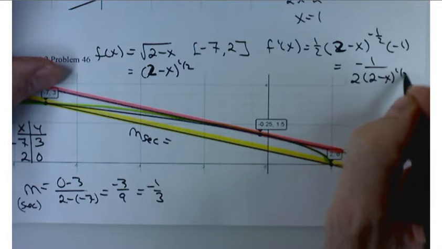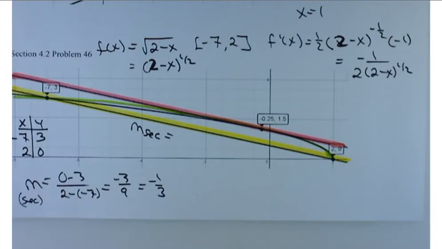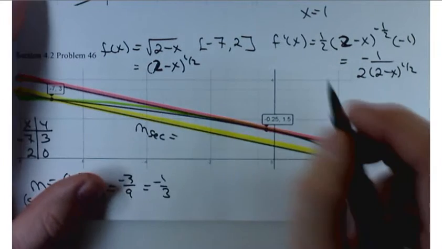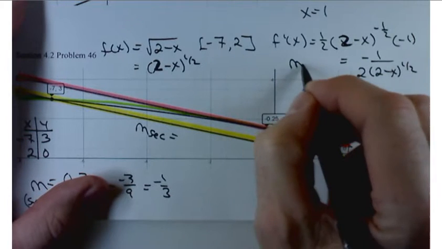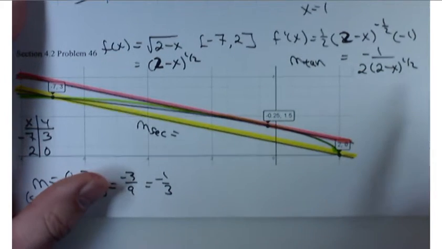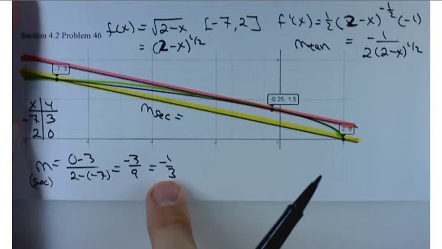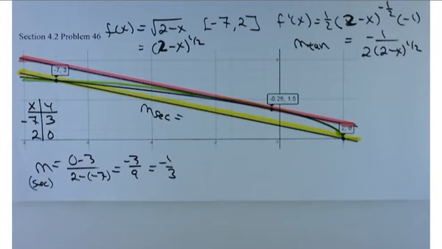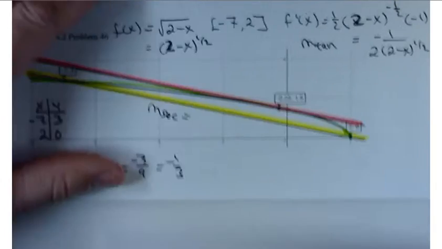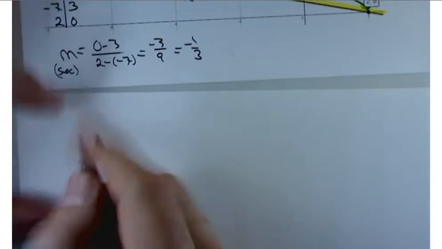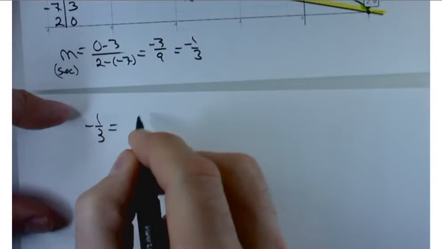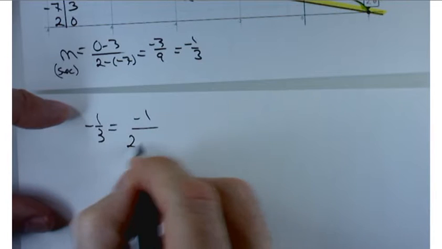So to solve this problem and figure out where it works, we need to decide where the slope of the tangent line, m sub tangent, which is your f prime, equals m sub secant. Those two things are what we have to set equal to each other. All right, I think I'm going to go to a different sheet of paper here to solve. So negative 1/3 equals negative 1 over 2 times 2 minus x to the 1/2 power.